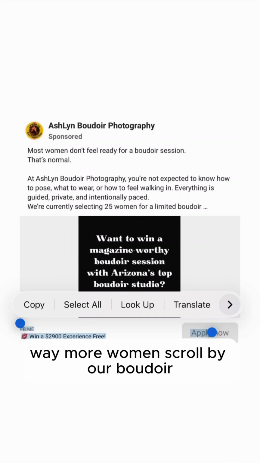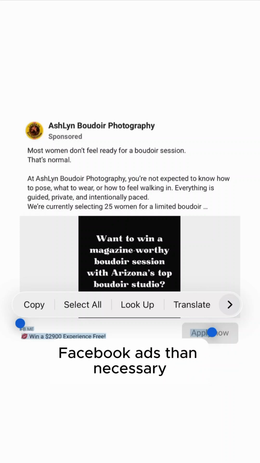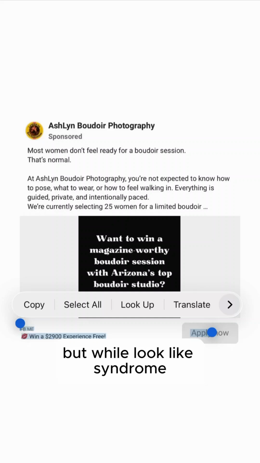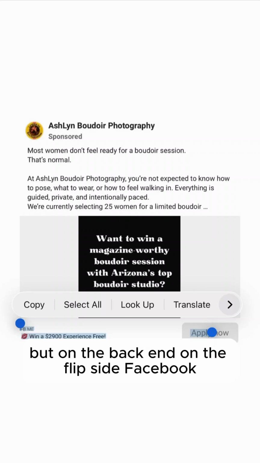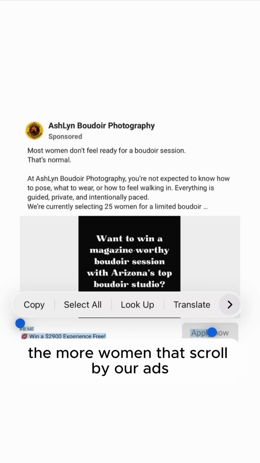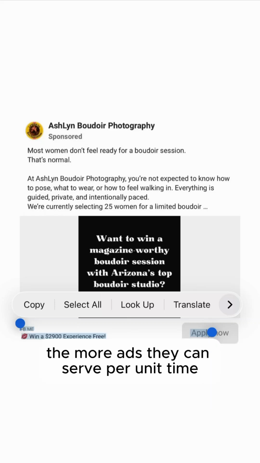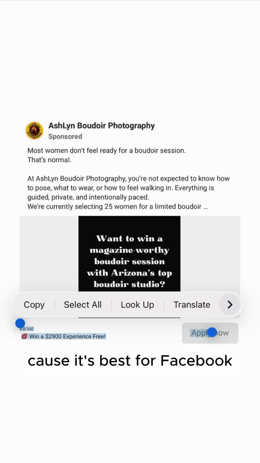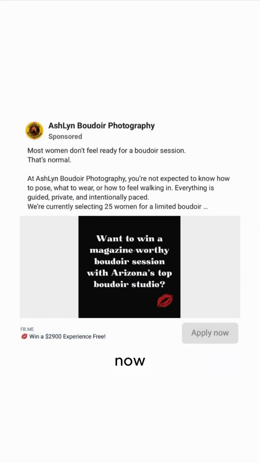Consequence of this is way more women scroll by our boudoir Facebook ads than necessary, pulling our unique CTR all under 6%, leading to BLCS, boudoir low click syndrome. But on the back end, on the flip side, Facebook, the more women that scroll by our ads without interacting, the more ads they can serve per unit time and the more money they make. So we never want to follow anything Facebook recommends us to do because they're recommending it because it's best for Facebook.